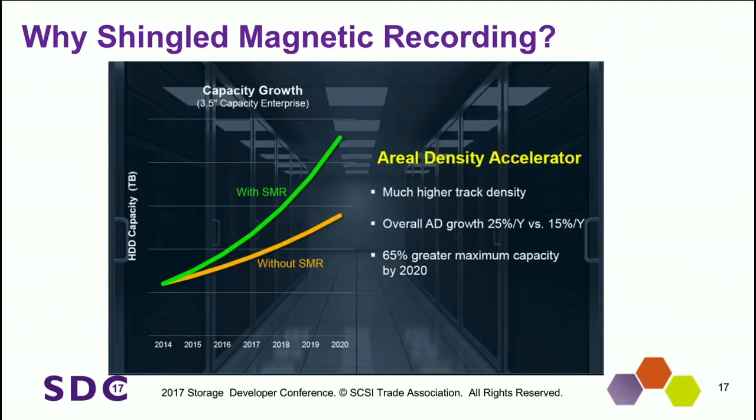And so again, I don't think I need to go through this. With shingled magnetic recording, you get improvement in density and lower cost per gigabyte. And you need that over time to maintain a better cost curve.